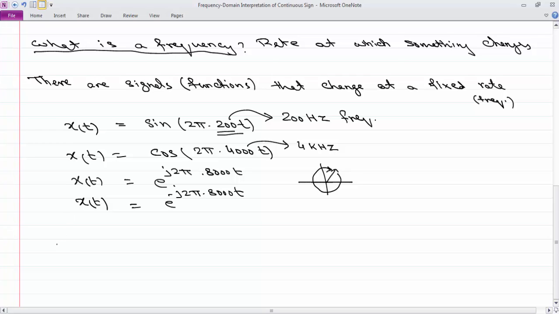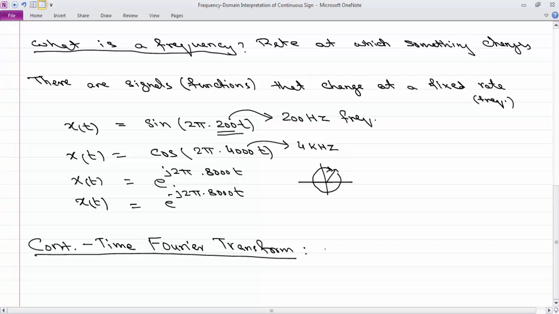So for that, we'll look at the transform. The right transform for that is called the continuous time Fourier transform, which is attributed to Joseph Fourier, and it's a name, that's why we don't write F in small letters. It's always capital F. It's the name.